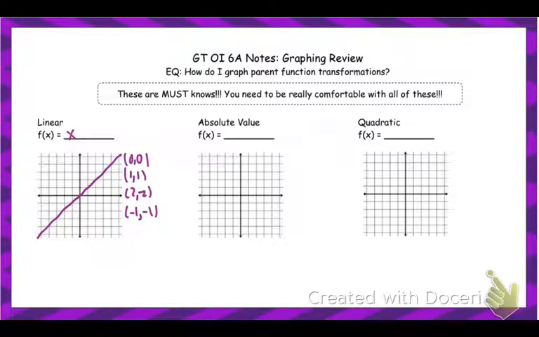All right? Absolute value of x. This is probably the one that most people remember because it's called absolute value and it looks like a V. So there's my absolute value parent function. All right, some points on the absolute value function. (0, 0), (1, 1), (2, 2). But instead of negative 1, it's (-1, 1), (-2, 2).